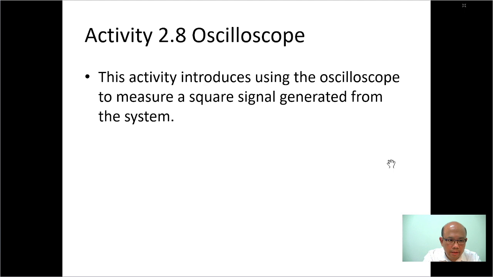Okay, here this is activity 2.8, the oscilloscope. In this activity, I show you in the laboratory how to use the oscilloscope to measure the signal.